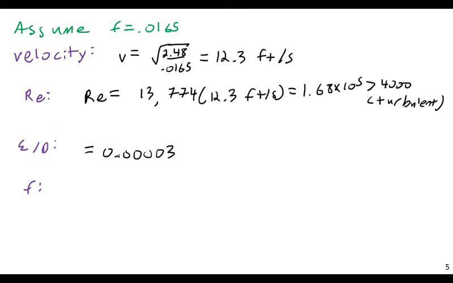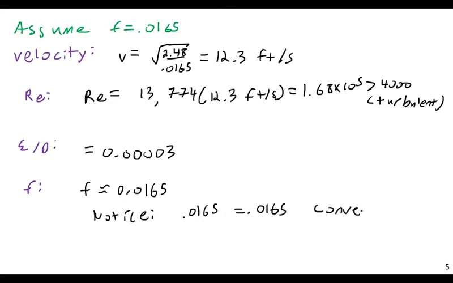Okay? So here, if I take this and put it into the Moody diagram, I find that the friction factor is approximately equal to 0.0165. So we actually reached this after only 2 loops. Notice 0.0165 equals 0.0165. So this converges. Got it. Yay, we got it. Smiley face, everybody's happy.